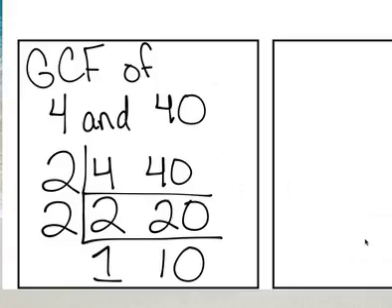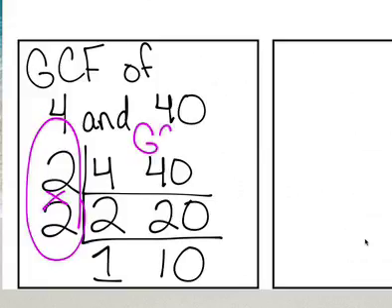Now looking at our bottom layer, we can see that nothing will go into 1 and 10 other than 1. So at this point, we can stop dividing. And remember, we have one last step. That's right, scoop up those numbers on the side, add your sprinkles if you need to. 2 times 2 tells us that the greatest common factor of 4 and 40 is 4.